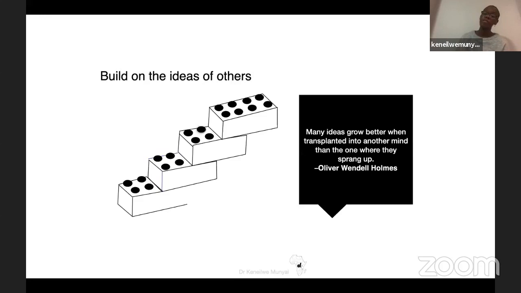And then, of course, the notion of building on the ideas of others. This can only happen if we learn to work with each other and truly collaborate, so that we are able to come up with ideas that really make a difference. It's important to do that.